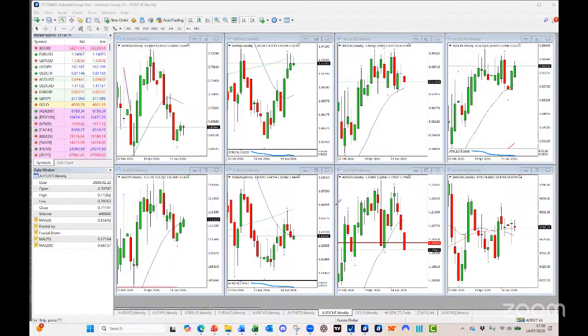Aussie against the Kiwi. Aussie against Kiwi had strengthened. We're going to look at Kiwi as well in a moment. But then we had this real big bearish engulfing candle a couple of months back. It's a rejection candle. It's a domino candle. It's a key reversal candle.